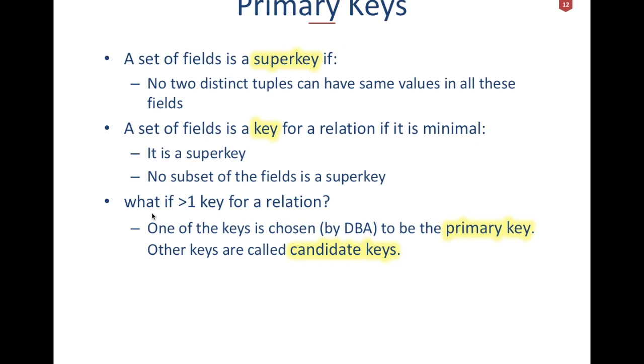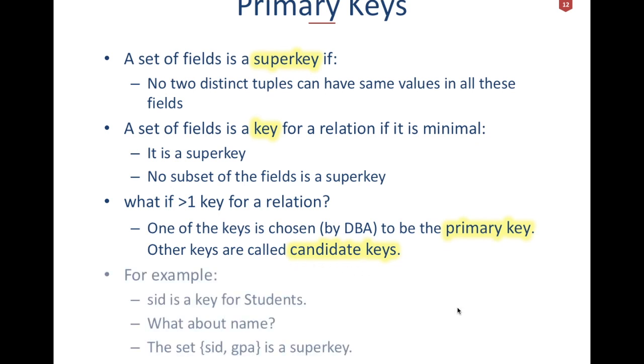So what if we have more than one key for a relation? For a table, you have more than one key, which is a super key, and it doesn't have a subset, so it's a minimal key. If you have more than one of those keys, then one of them is the primary key, and the second one we call a candidate key. Very straightforward stuff.